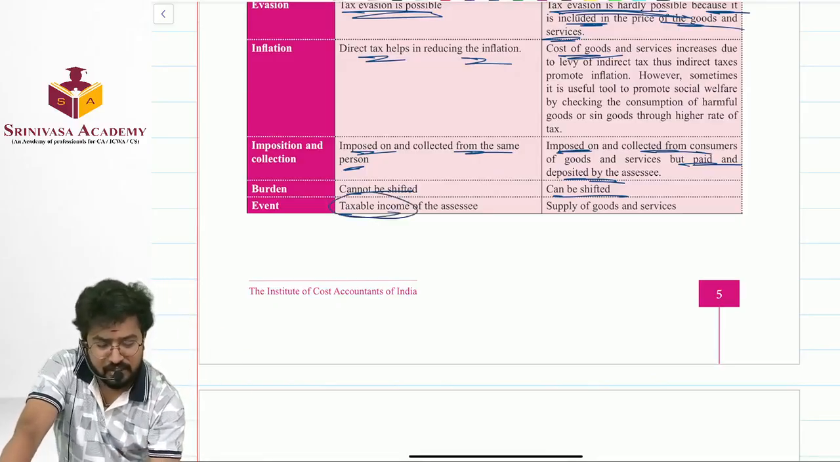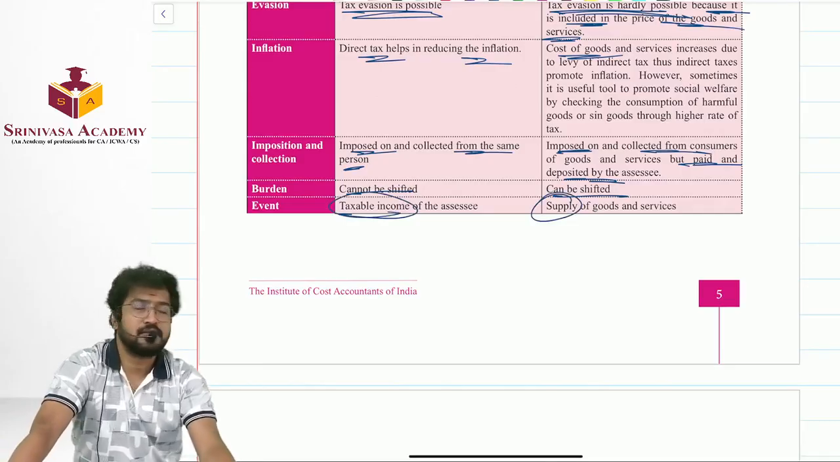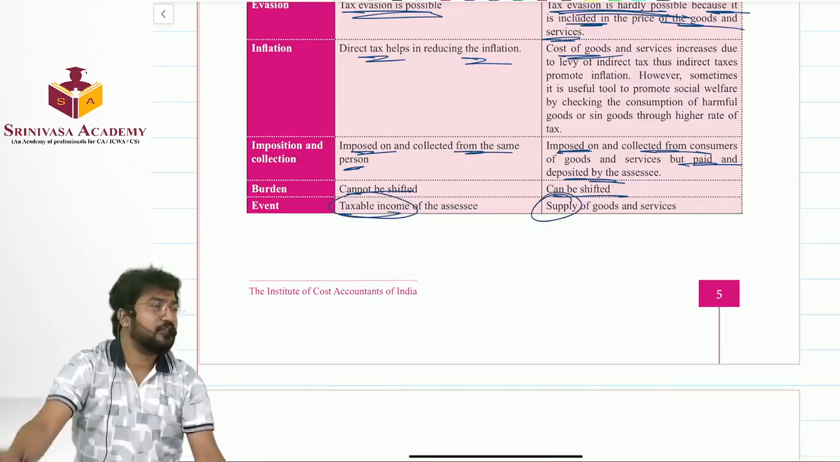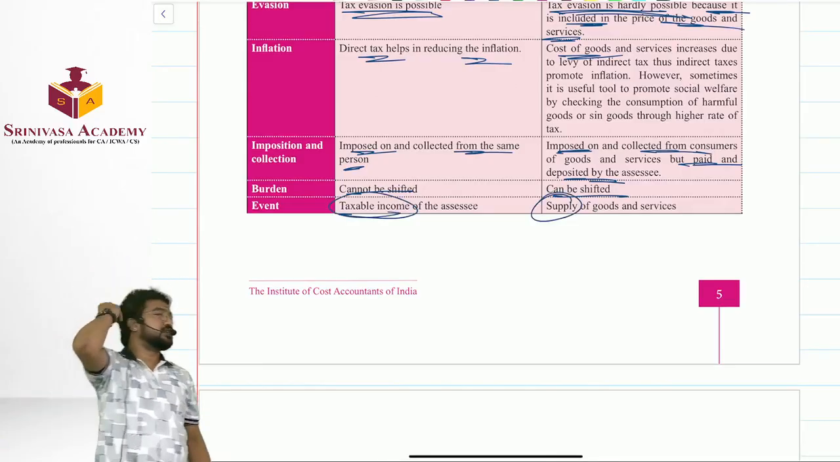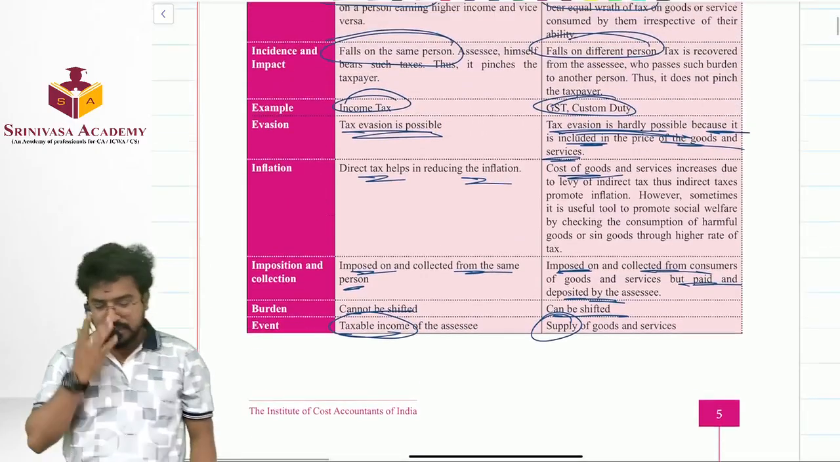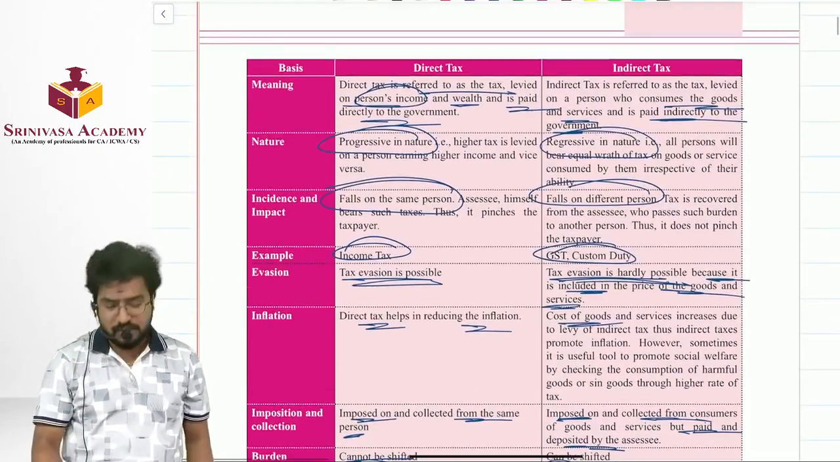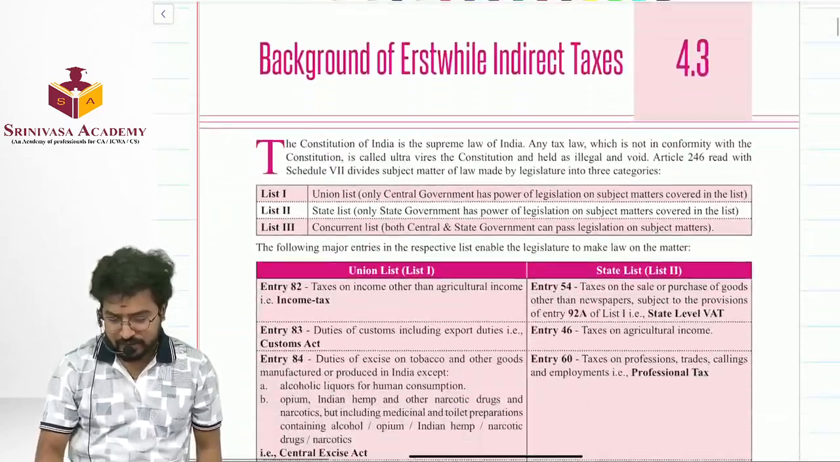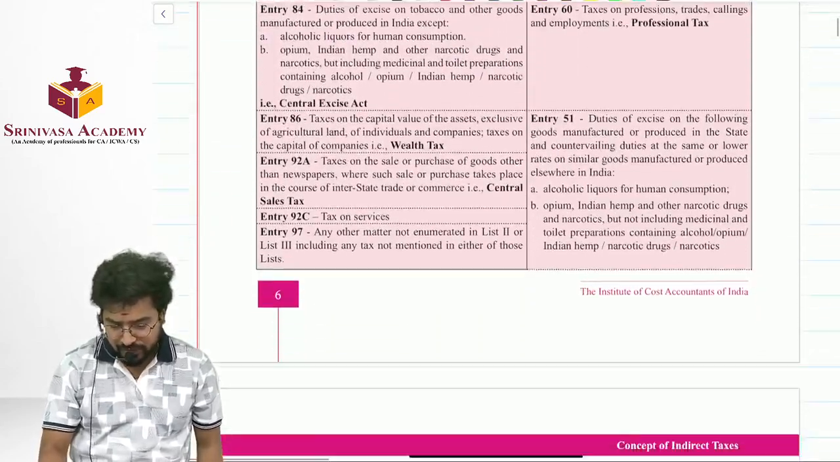Event: taxable income for direct tax. But in this case, supply. Do you remember the taxable event, supply? What is the section number? Section 7. Okay, right. That is the point. Shall we move on? These are the differences between direct and indirect taxes. Next, let us move on to the next one.